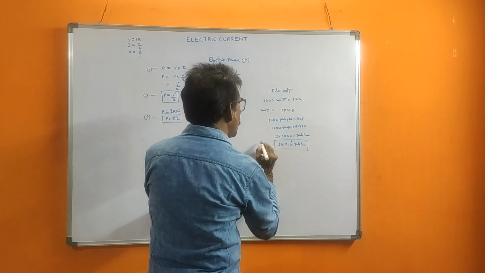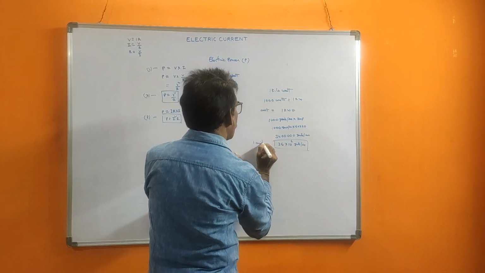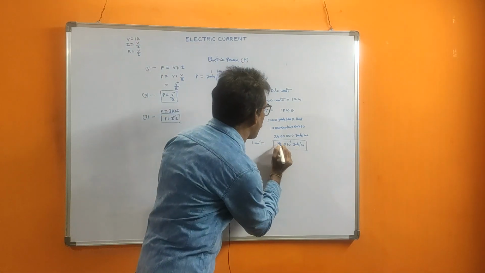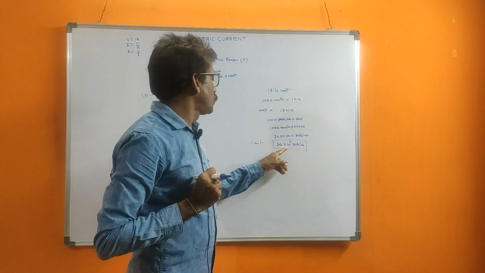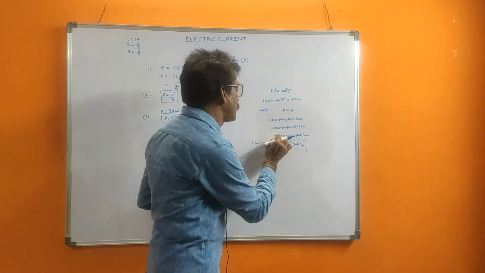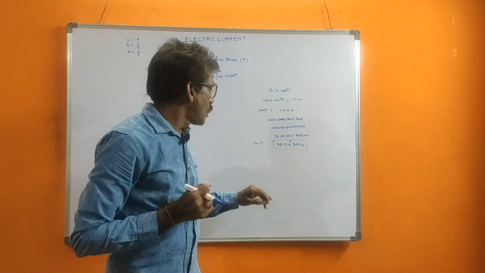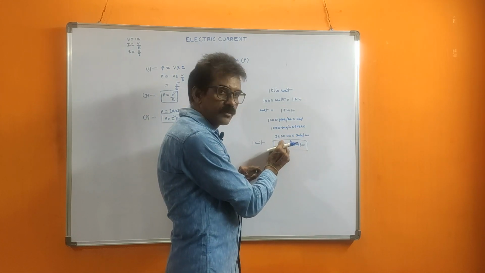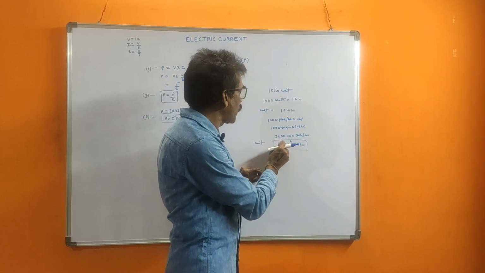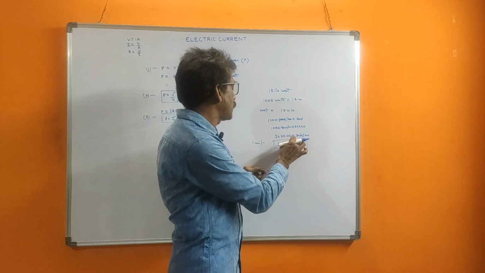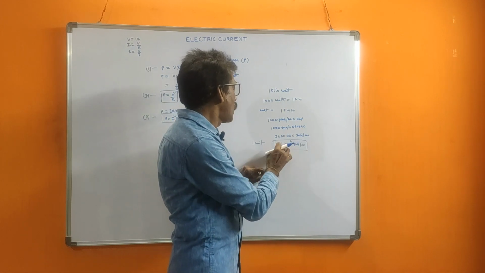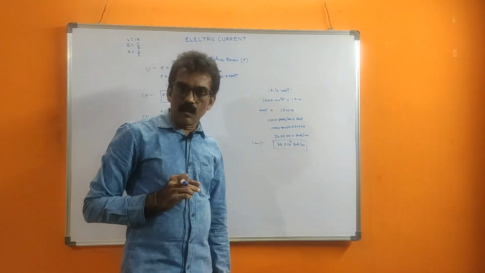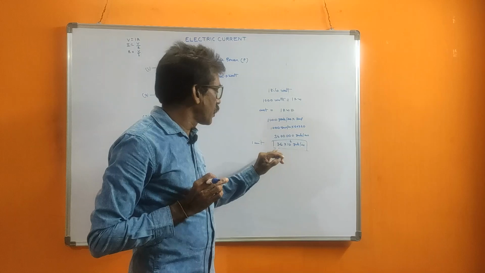This is the value for 1 unit. 1 electrical unit is equal to 3.6 into 10 to the power of 6 joules, or 36 into 10 to the power of 5 you can also write. But generally for powers of 10 we take small numbers with decimals, that's why 3.6 and the power becomes 6. If you write 36, the power is 5, no problem. It is just for calculation, the value is the same.